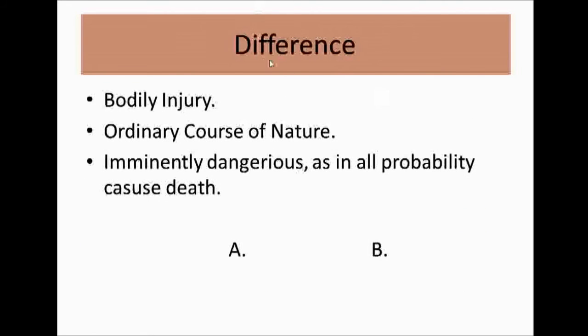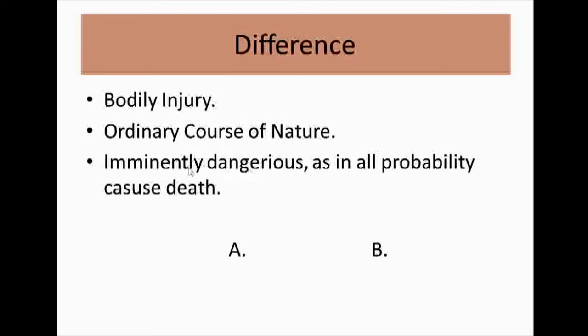Let us come to the difference. Basically, the differences between the sections of culpable homicide and murder are here. First of all, bodily injury. In both culpable homicide and murder, there is a bodily injury. But in culpable homicide, bodily injury escalates death. But in murder, bodily injury in the ordinary course of nature is enough to cause death. So this is the difference between culpable homicide and murder.